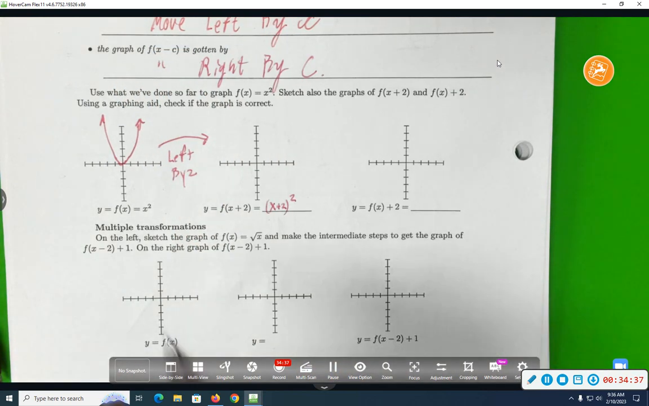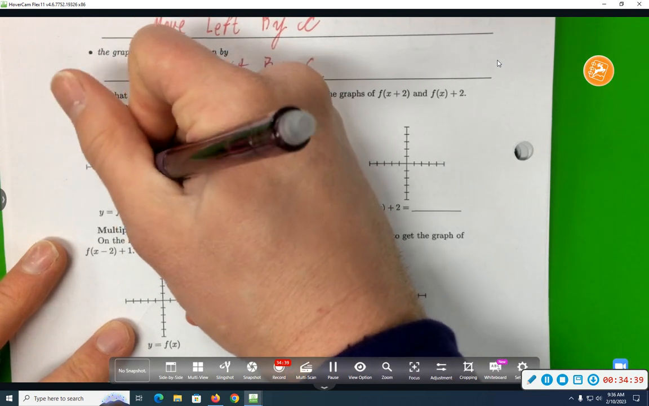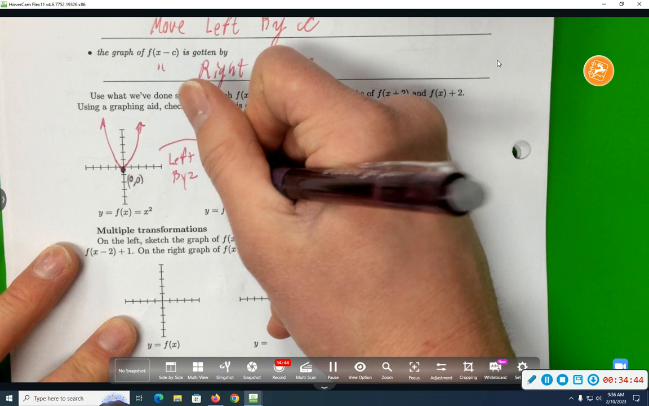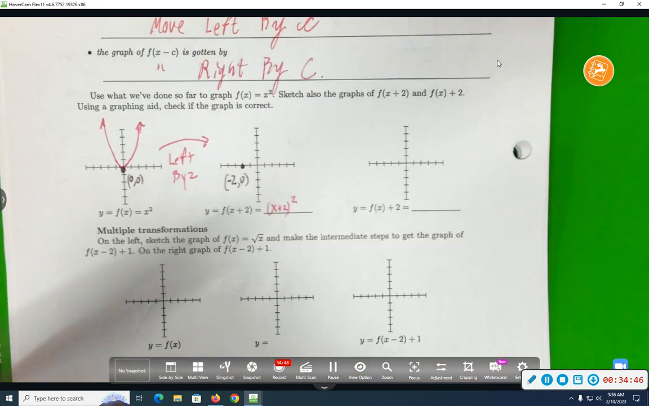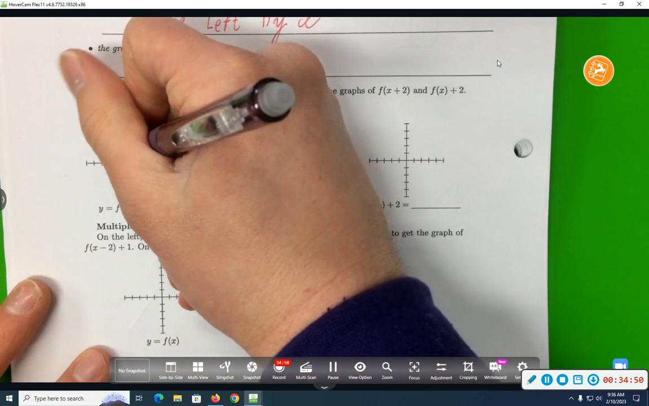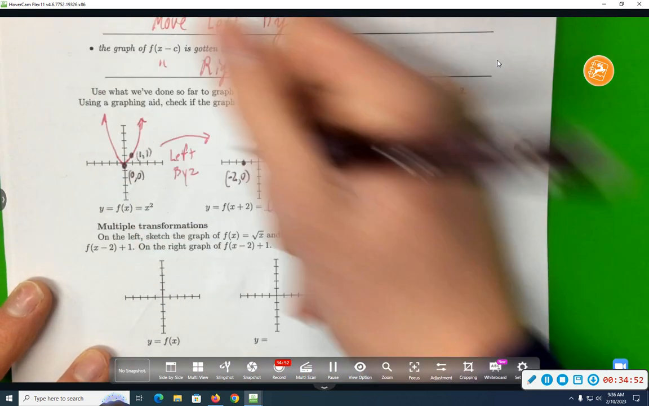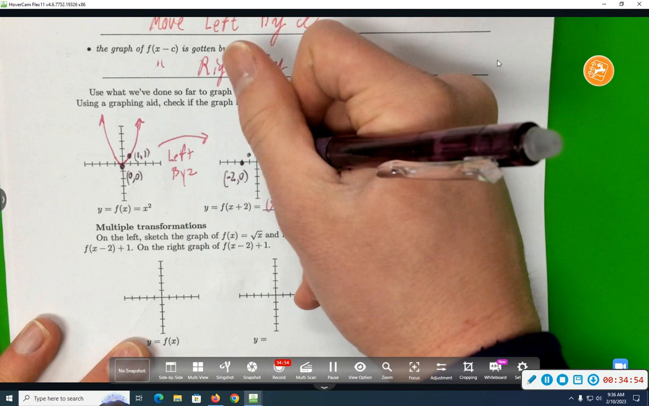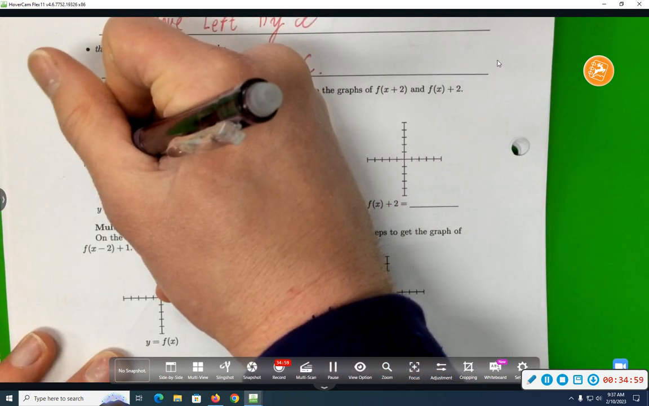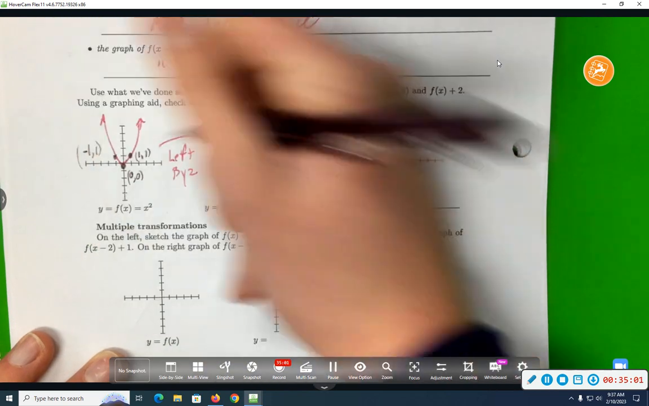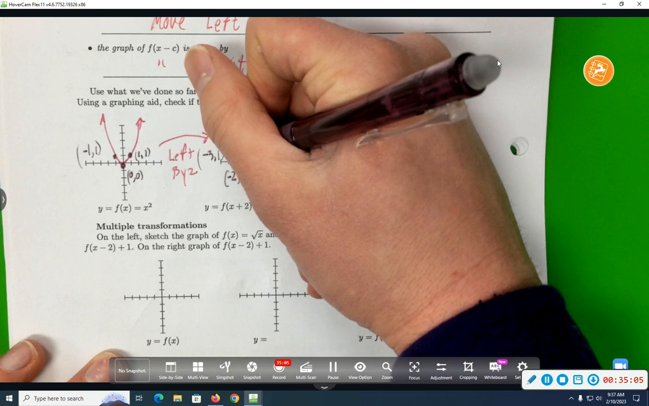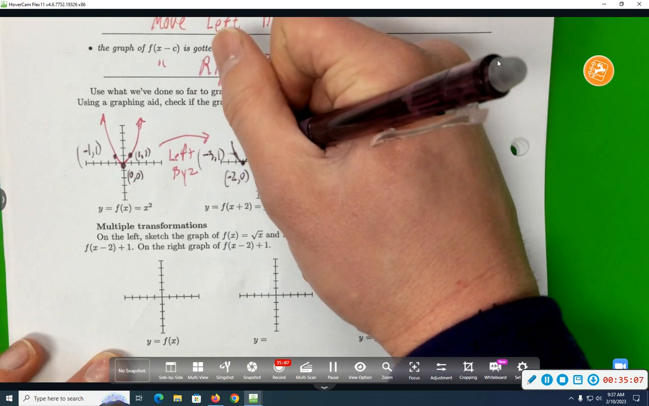So let's just track some points. I guess this point right here at 0, 0, that'll go to -2, 0. Feel pretty good? Let's just track a few more points. 1, 1. Shift that to the left, you will get -1, 1. -1, 1 will become the point -3, 1. And I think that's enough to sketch a reasonably compelling graph.